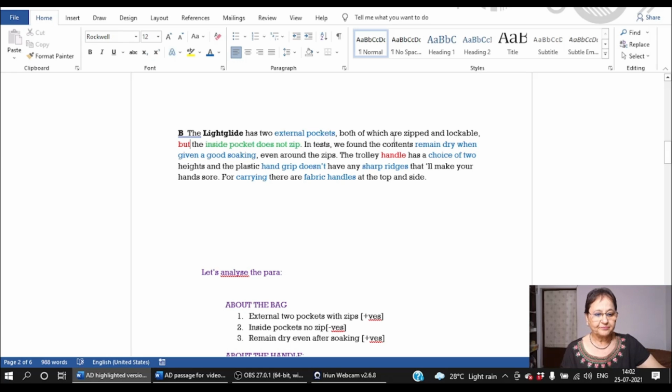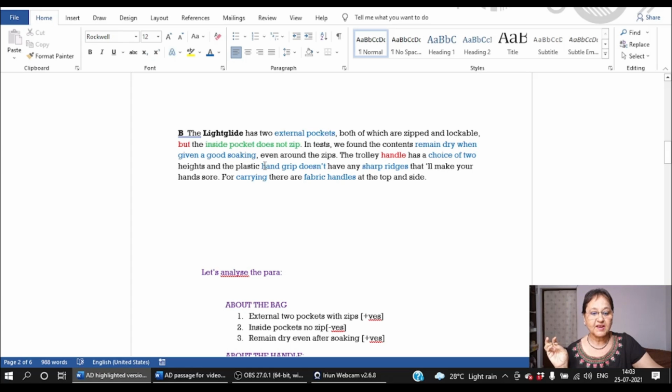Now moving on, remain dry when given a good soaking. That is good. What are we talking about? When what is given a good soaking? The cabin bag. You can't talk about the handle here. You're talking about the cabin bag. Already you know that this is about the cabin bag. Right? Then the next sentence is talking about the trolley handle. Now here we're talking about handle.